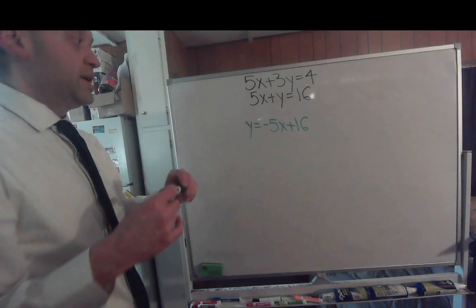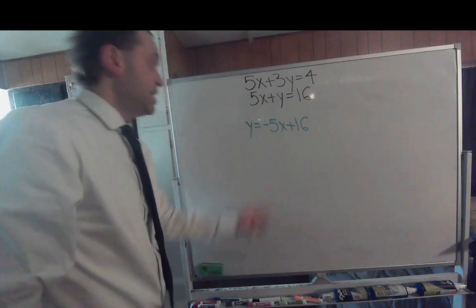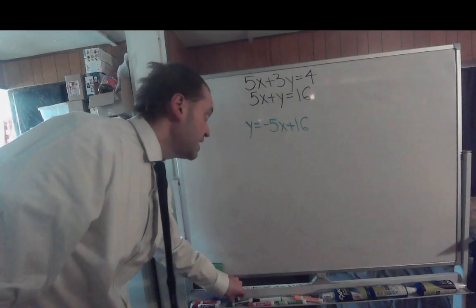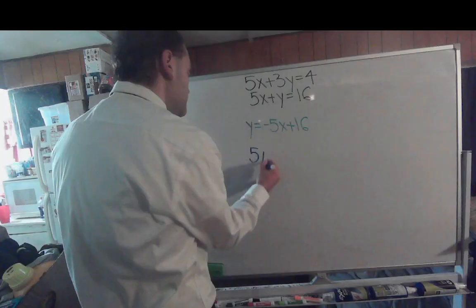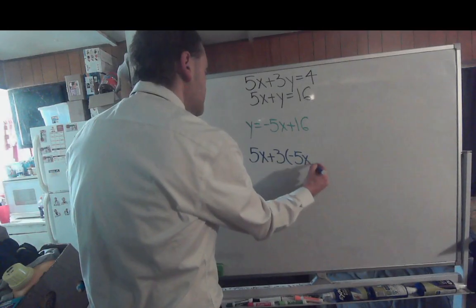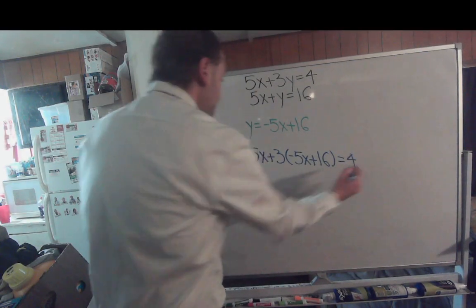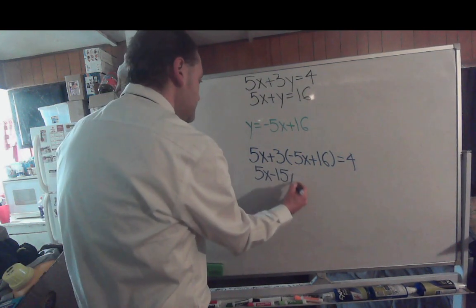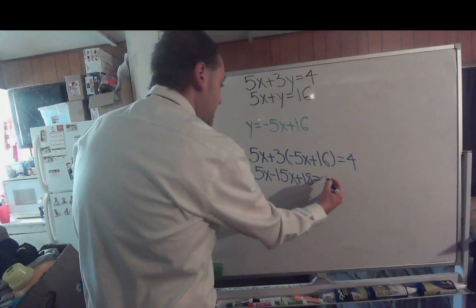We now have something we can substitute into the first equation since we've done that. We can substitute that negative 5x plus 16 in for where we see y. So let's go ahead and do just that. You would end up taking, in the first equation, 5x plus 3 times that negative 5x plus 16, set that all equal to 4. This would turn into 5x minus 15x plus 18 would have to equal 4.